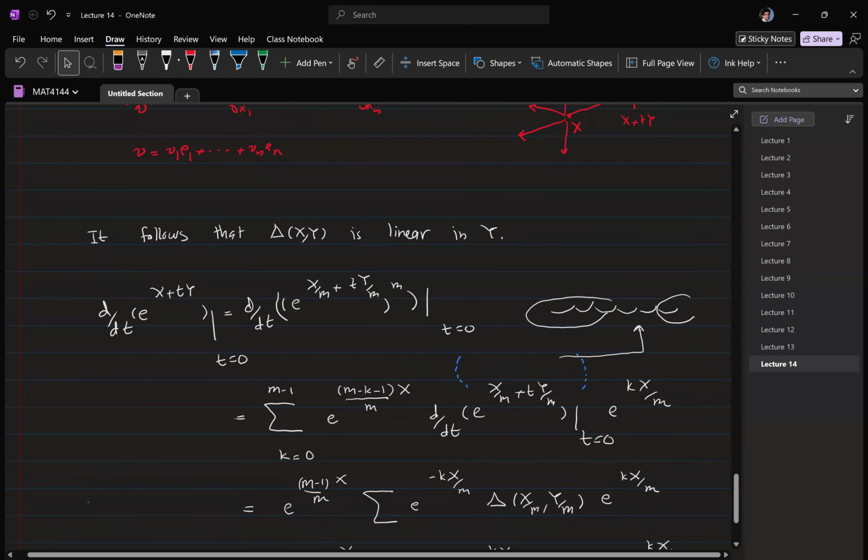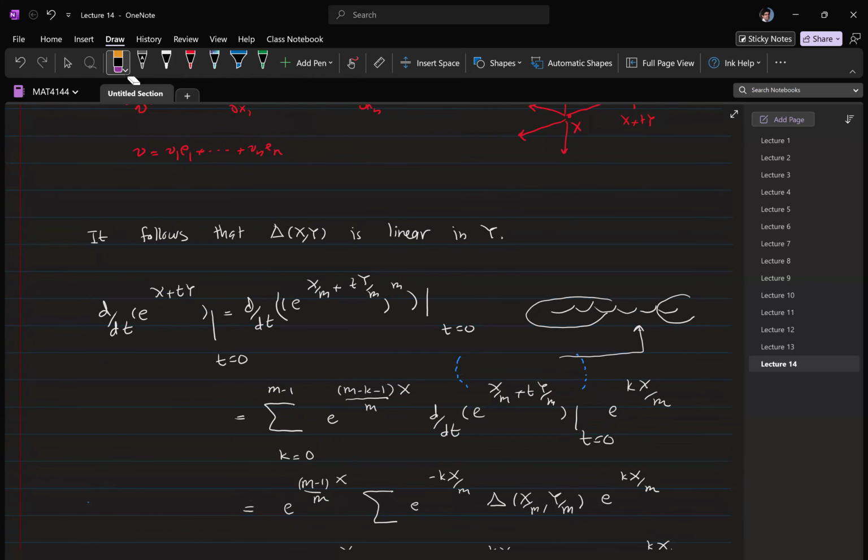I got some extra thing which I don't know how to remove. Do I know how to remove this? No. Okay, maybe the solution would be to stop one note and then open it again.